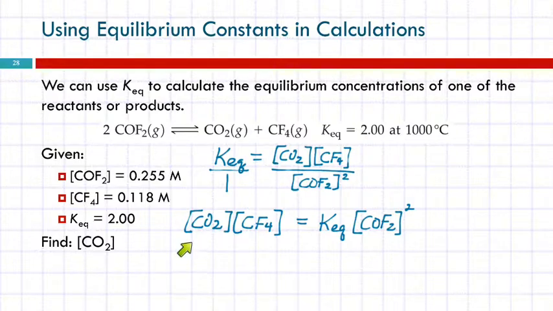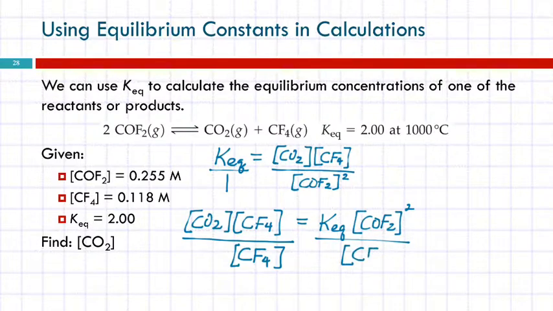I want to get CO2 by itself, so I'm going to divide both sides by the concentration of CF4. Concentration of CF4 over CF4 is 1. It cancels out. You okay with that? Now I have CO2 equals this mess. I know what KEQ is, I know what COF2 is, and I know what CF4 is. So I'm going to take those numbers and plug them into the equation and do the math.